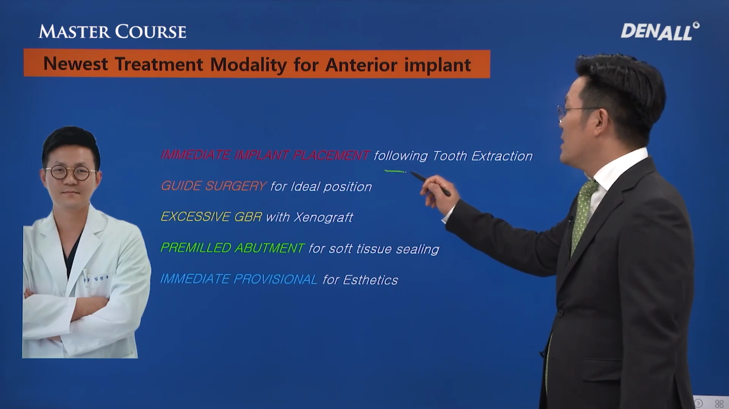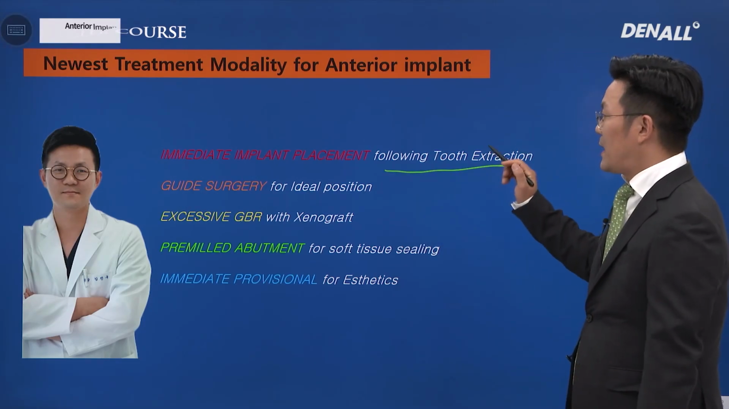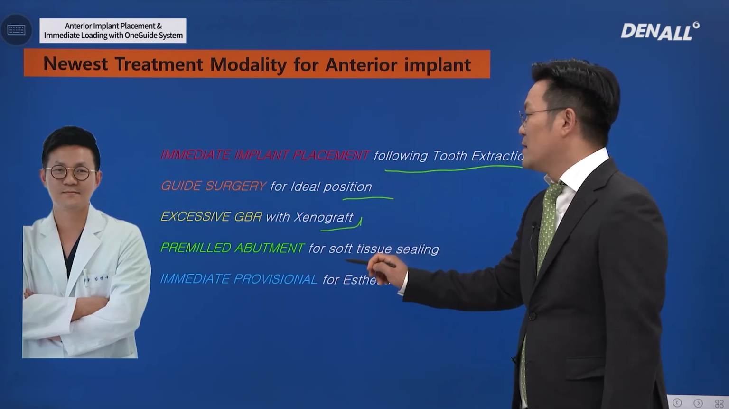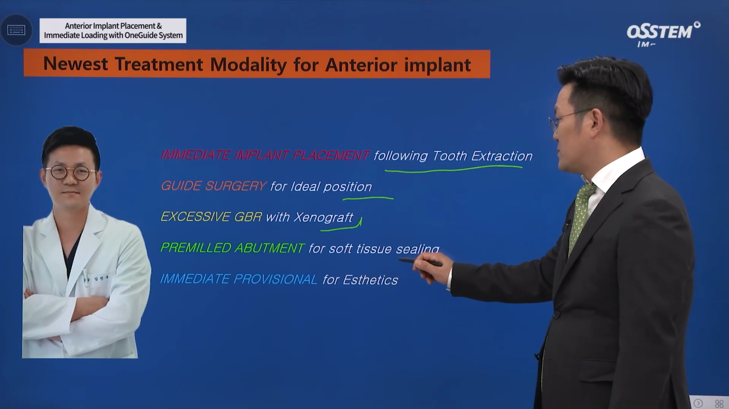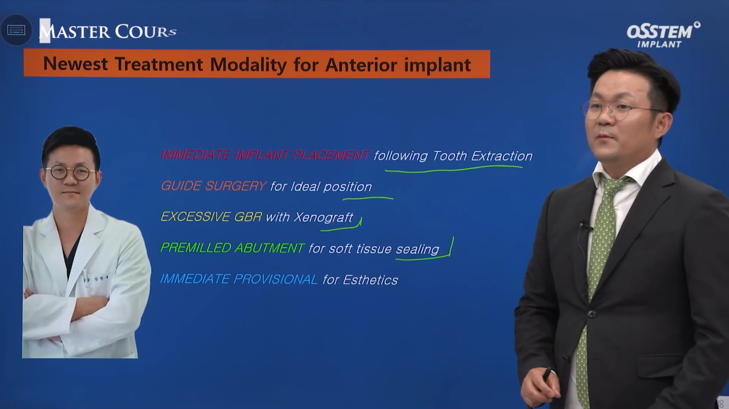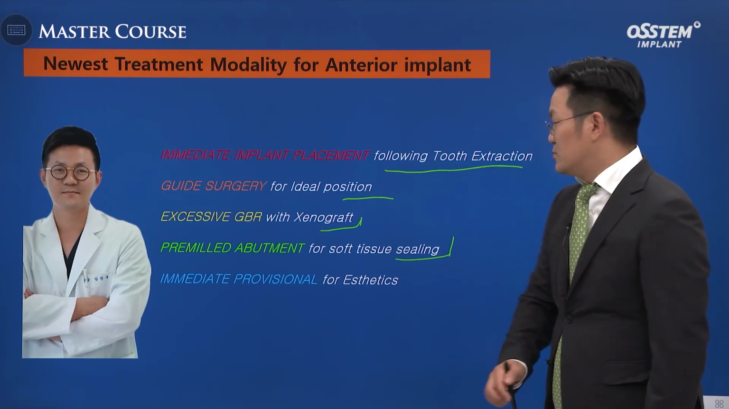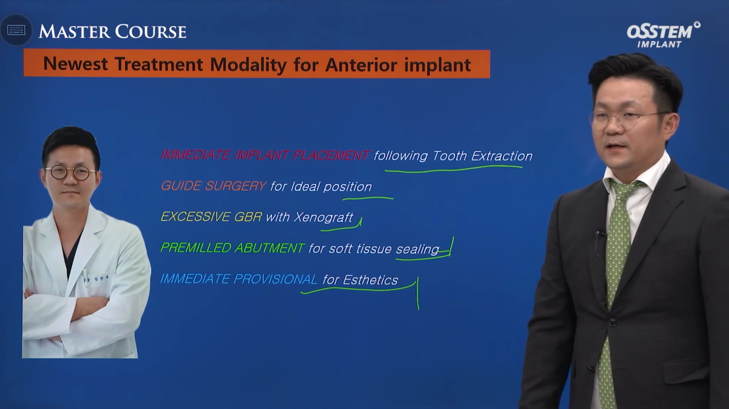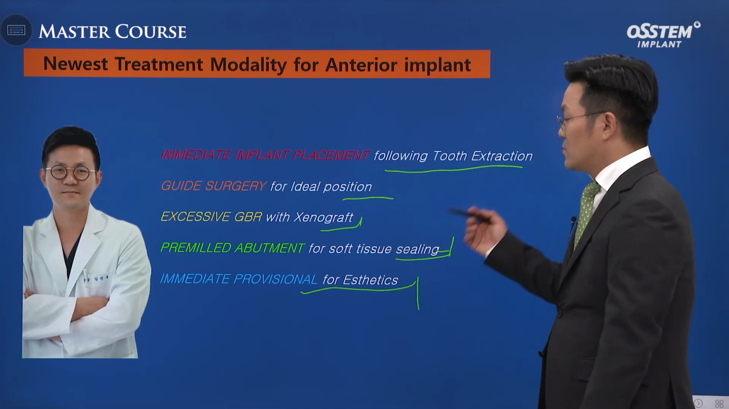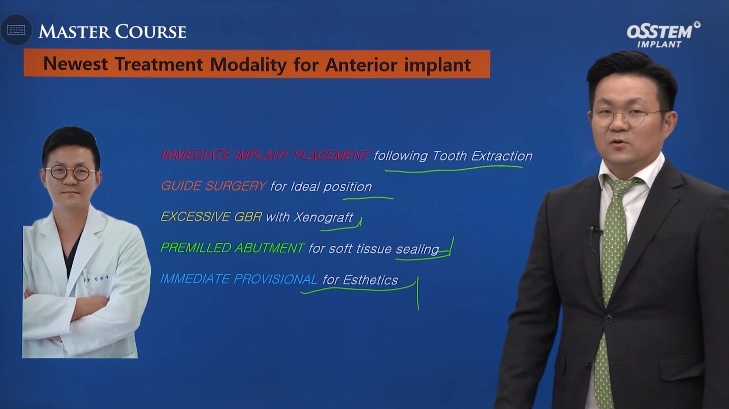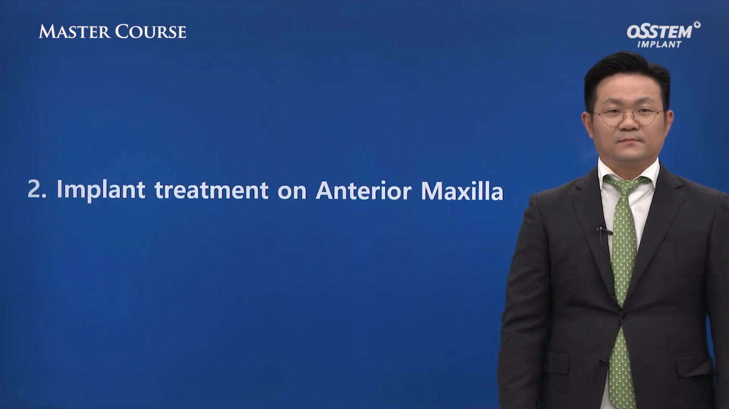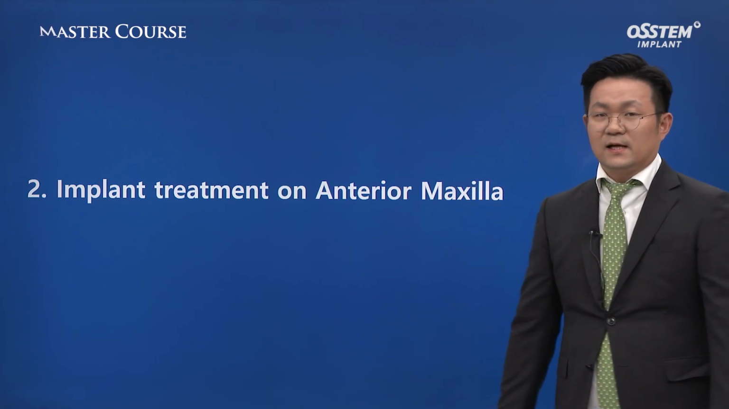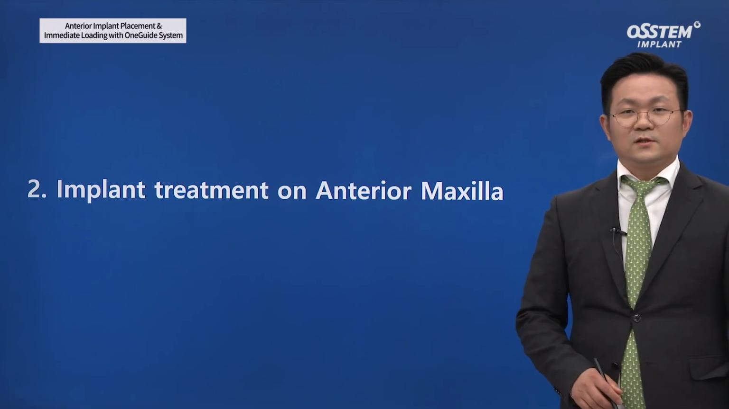So my approach is this. I do immediate placement following tooth extraction, guide surgery for ideal position, excess GBR with xenograft, and a pre-milled abutment is used, because if you buy off the shelf, the top part cannot be sealed. So you have to close the sealing, and the provisional is delivered immediately to have a more aesthetically pleasing result and also more functional benefits for the patient. Then let's look at implant treatment on the anterior maxillary side. I'll show you actual cases.